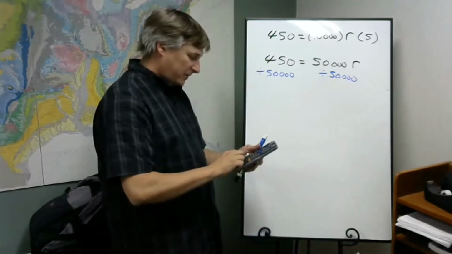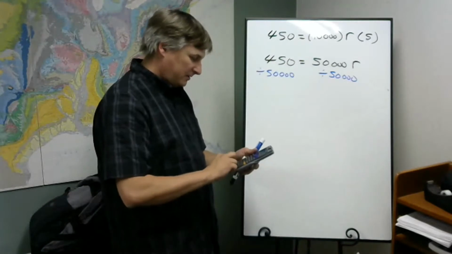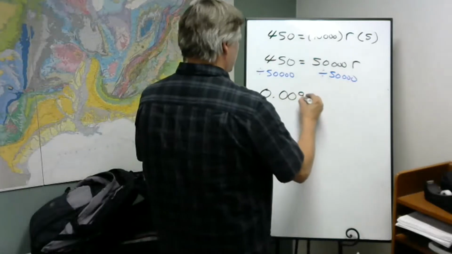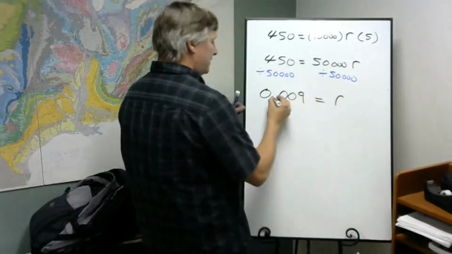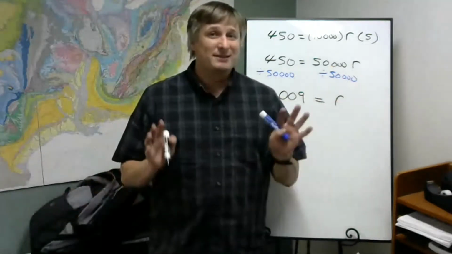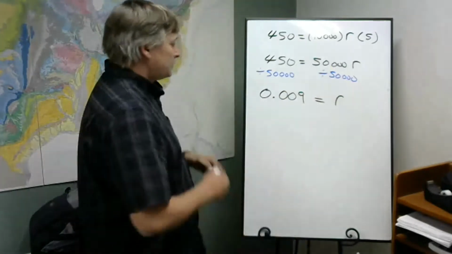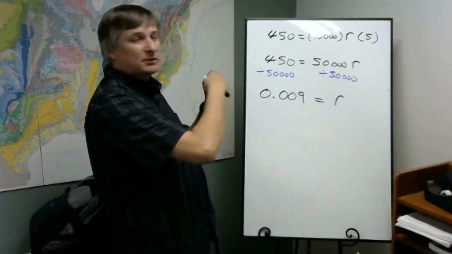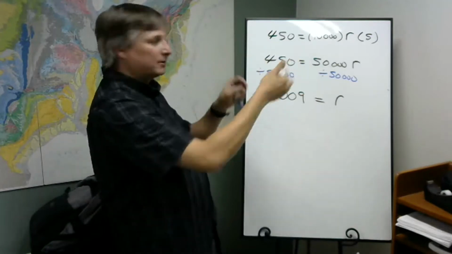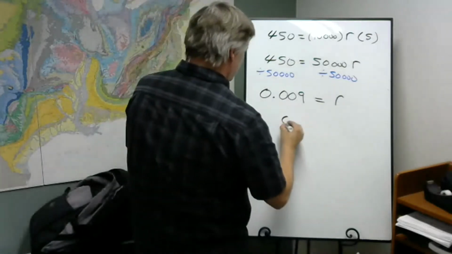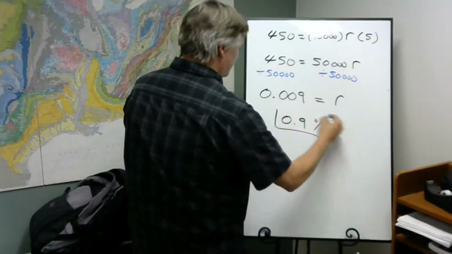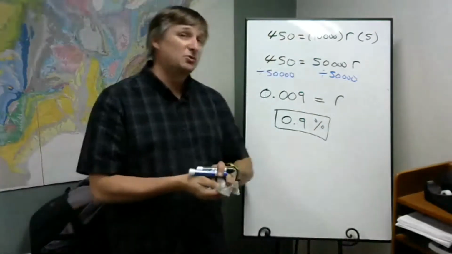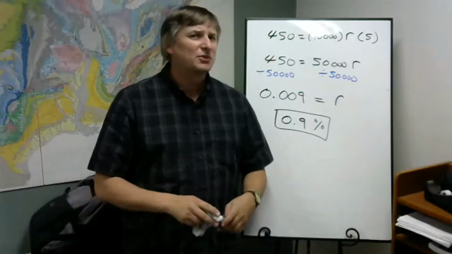So let's see what we get. 450 divided by 50,000. 0.009 equals, and because these cancel each other, you're just left with R. Now keep in mind, this is R as a decimal. We want to convert it to a percent. So to convert it to a percent, we move our decimal two spots to the right. So if you go from percent to decimal, two spots left. From decimal to percent, two spots right. So we'll do this, and we'll get 0.9%, very small percent. All right. I'm not sure if this is true, I'll have to look up, but savings accounts are in very small percentages. Anyway.